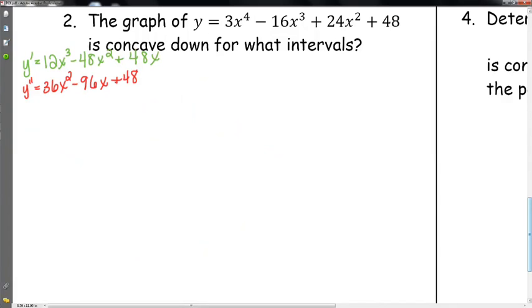And again, just like critical values, we're going to be setting our second derivative equal to 0. And since I have such large coefficients, I'm going to factor out my greatest common factor, which is going to be 12.